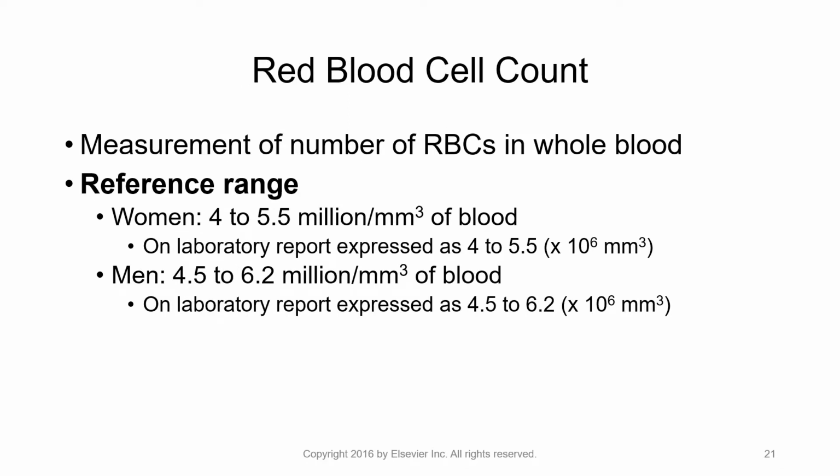Red cell counts. Measurement of the number of red blood cells in whole blood. Notice, if you recall, there was in the thousands of white cells per cubic millimeter. Red cells, there's going to be in the millions of them per cubic millimeter. So for women, 4 to 5.5 million per cubic millimeter. That would be 4 to 5.5 times 10 to the 6 per cubic millimeter. Men, 4.5 to 6.2 times 10 to the 6 red blood cells per cubic millimeter.